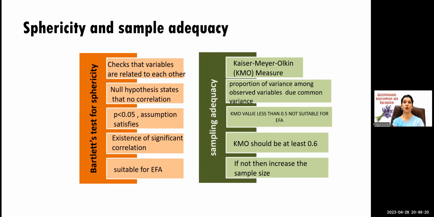So that common, what are the items which are there? How much of the variance is explained by the construct. And again, in this case, the KMO value should be at least 0.6. If it is 0.5, then that particular item is not suitable for the exploratory factor analysis. In that case, you need to increase the sample size.